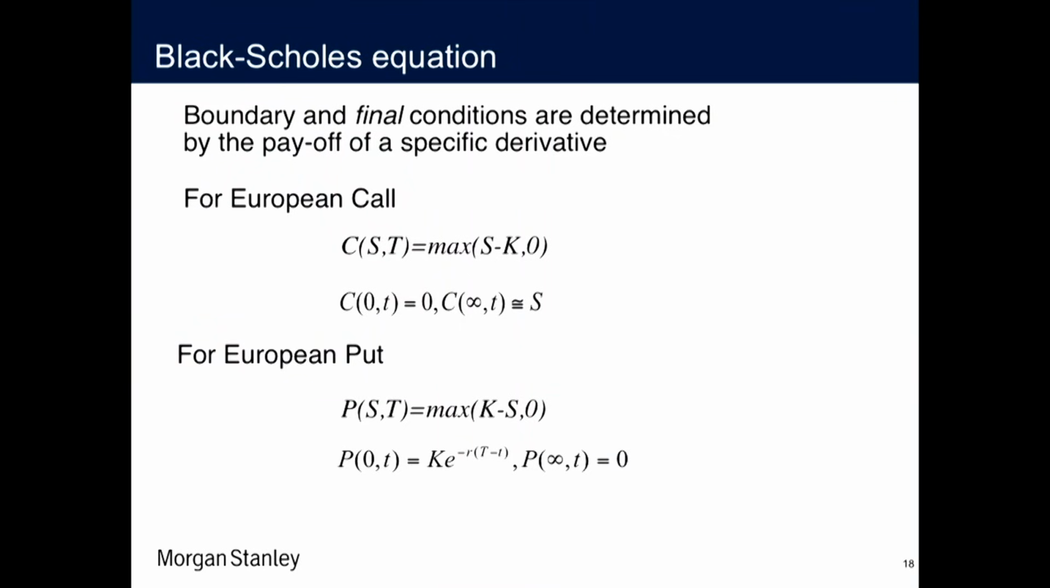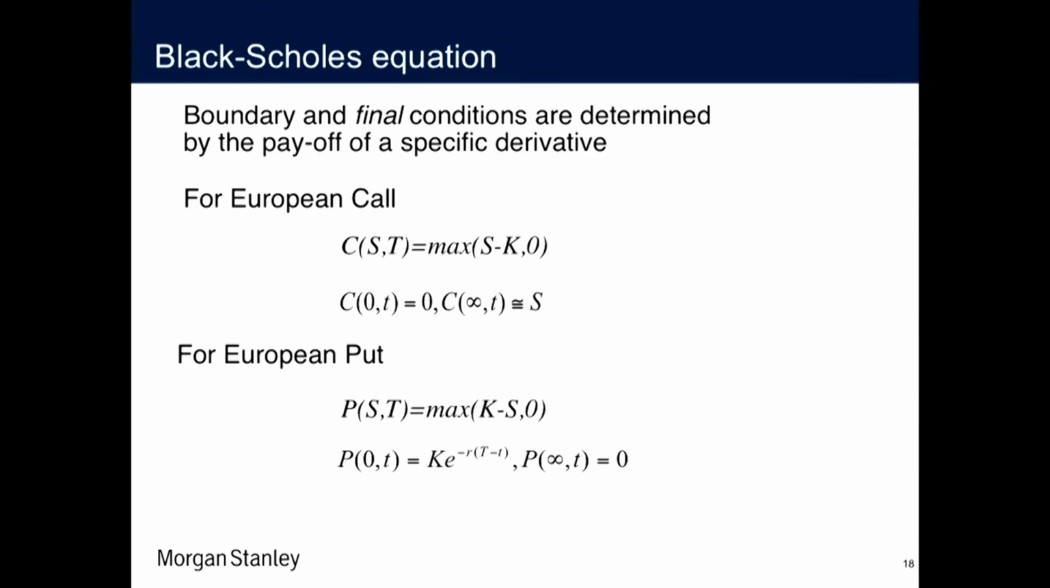So again, to solve this equation, as for any partial differential equation, we'll need some boundary and initial conditions. These come from the final payout of the option, which we know. We know what happens at expiry, and some boundary conditions. For a call and put, the final payout is, we know, right? So at time T.